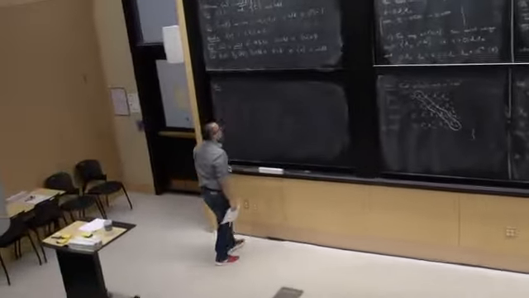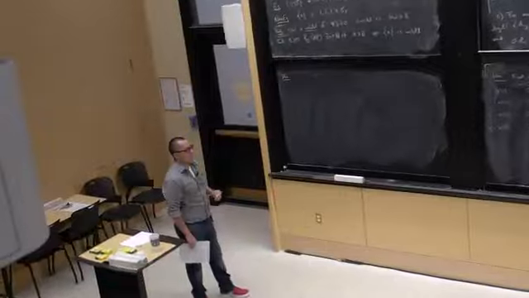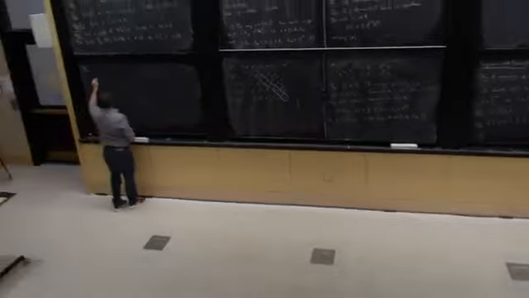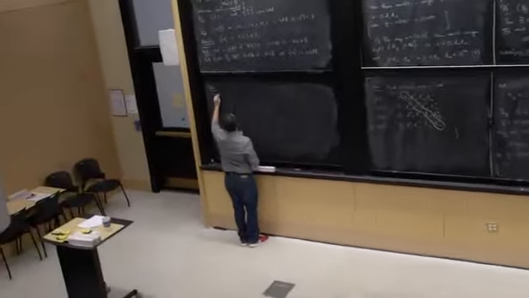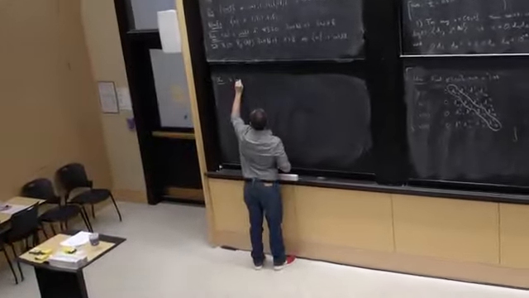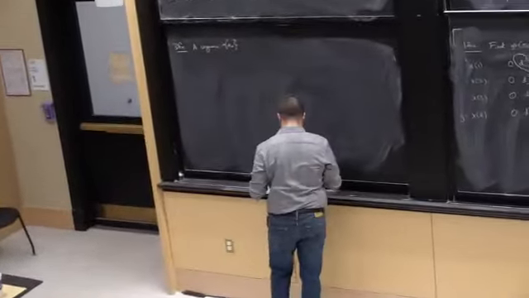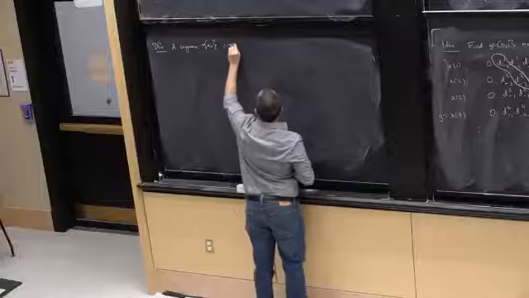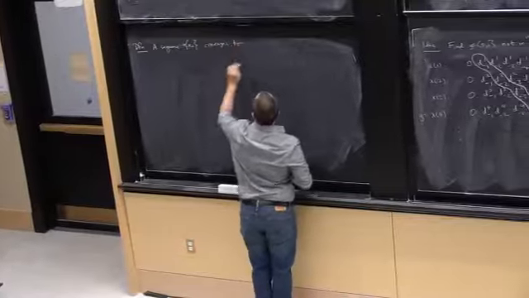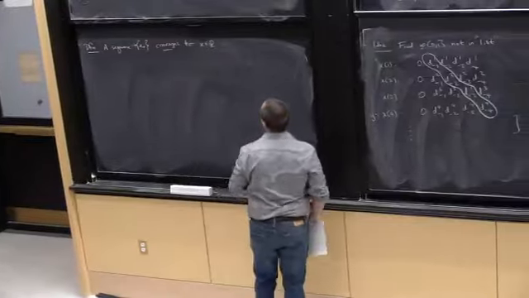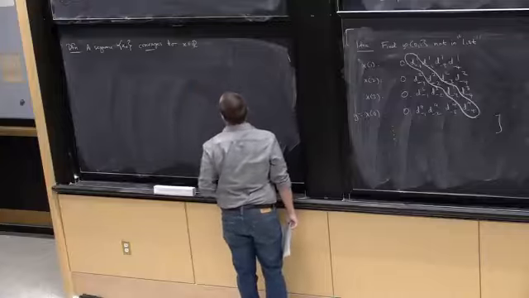Now, what does it mean for us to have a limit of a sequence? What does a limit of a sequence mean? What does it mean for a real number to be the limit of a sequence? What does it mean for a sequence to converge to something? So, a sequence x sub n converges to a real number x in R if the following condition is satisfied.